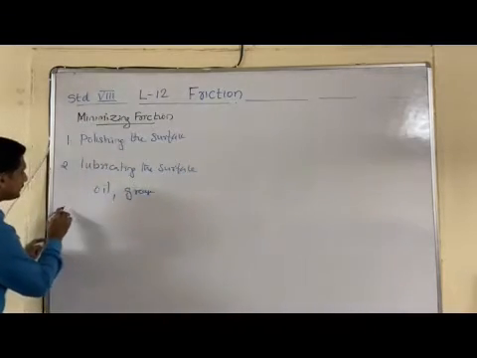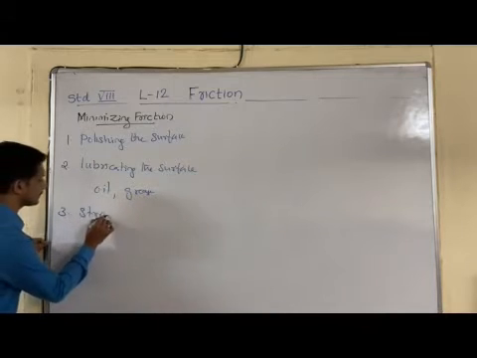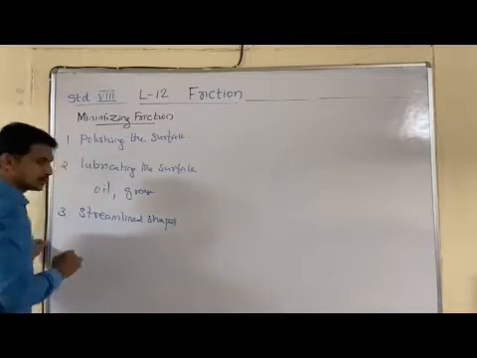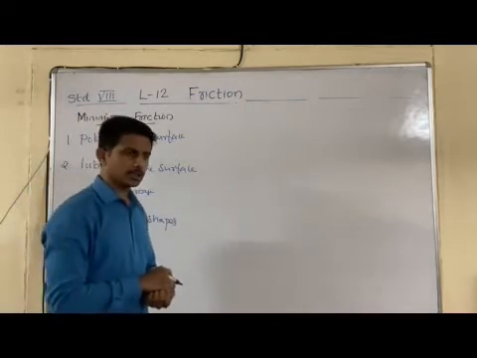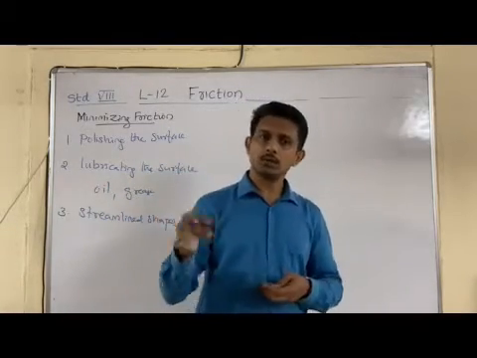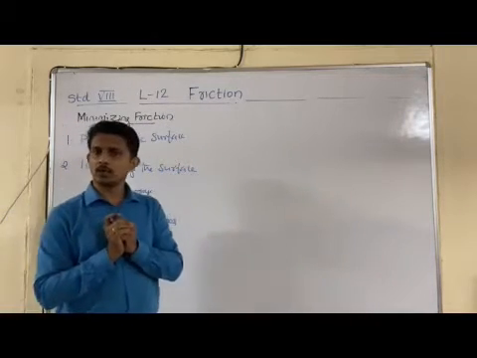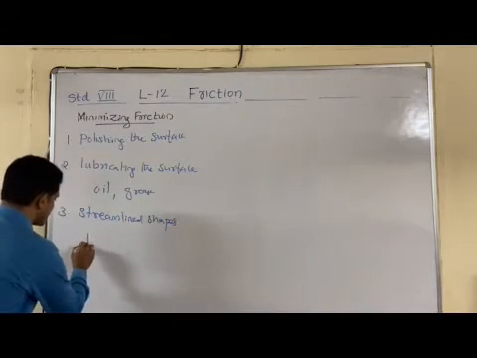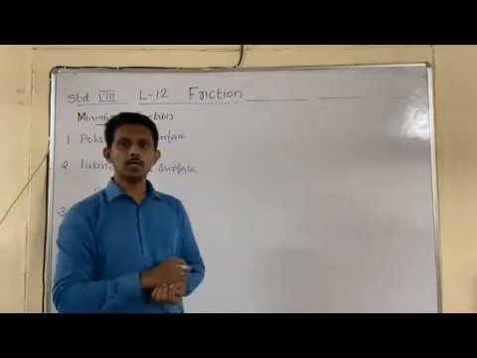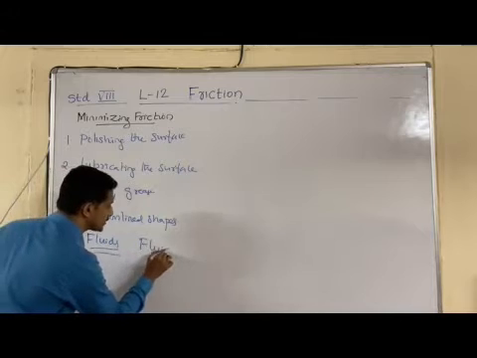Now the third method of reducing friction is known as streamlined shapes. In the case of streamlined shapes, there are objects which are moving through water or through gases. These types of substances are commonly known as fluids. These fluids exert frictional force. Such frictional forces are known as fluid friction.